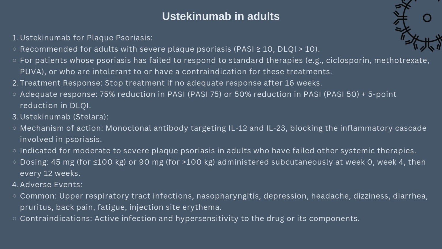Ustekinumab, Stelara, mechanism of action: a monoclonal antibody targeting IL-12 and IL-23, blocking the inflammatory cascade involved in psoriasis. Indicated for moderate to severe plaque psoriasis in adults who have failed other systemic therapies. Dosing: 45 mg for ≤ 100 kg, or 90 mg for > 100 kg. Administered subcutaneously at week 0, week 4, then every 12 weeks.